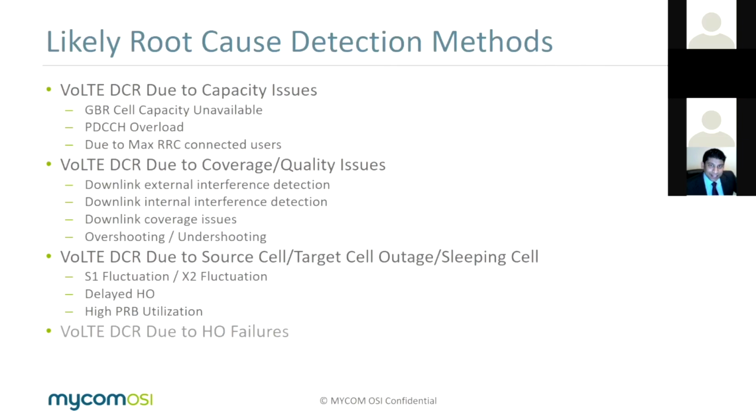So that's just an example of the mute call. We have families of solutions which do VoLTE mute call analysis automatically, and families which do the drop call analysis. With DCR, we look at the guaranteed bitrate, cell capacity and availability, and PDCCH overload due to max RRC connected users. And then, as we move into the coverage areas, such as the downlink and uplink external interference issues, and also ping pong and handover failures as well, we can detect these drop calls.